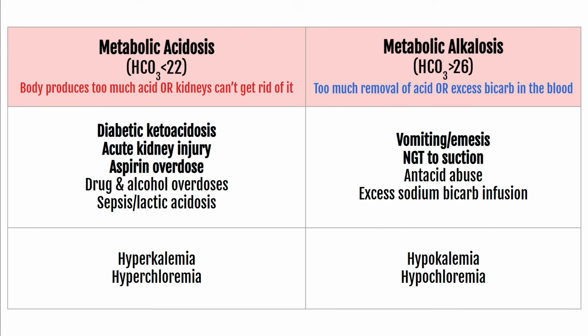So if you vomit, or if you have emesis, an NG tube dissection, or if you're abusing antacids, those can all cause metabolic alkalosis. And let's think back to our little phrase here. Which electrolytes cause metabolic alkalosis? So when you take acid, you get high. So we're going to apply the opposite here. For alkalosis, you will have low levels of electrolytes. So hypokalemia and hypochloremia.